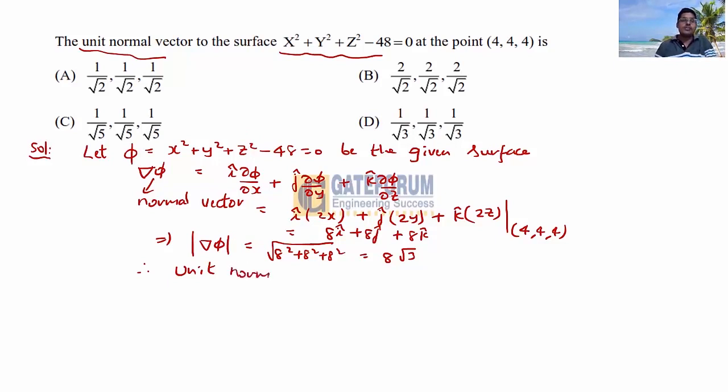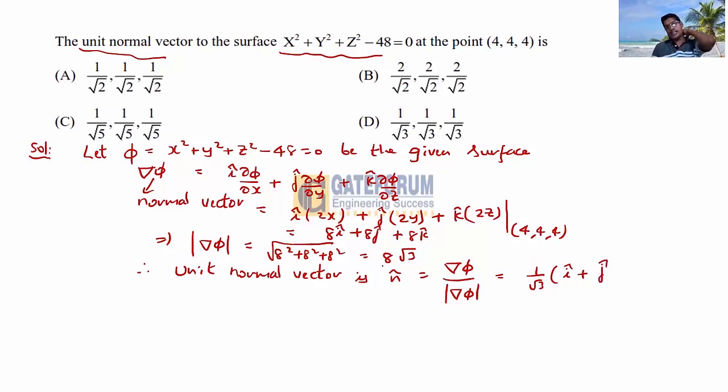I can take the unit normal vector, usually denoted by n cap, as del phi over mod del phi. The question is indicating, according to the options, the external or outward unit normal vector. So this is nothing but 1 by root 3 into i cap plus j cap, here 8 is common, cancel with this 8, plus k cap. So this three-dimensional vector can be written in 3D geometry as (1/√3, 1/√3, 1/√3). Okay. So this is the answer. Accordingly, the option is D. This is the end of the question.